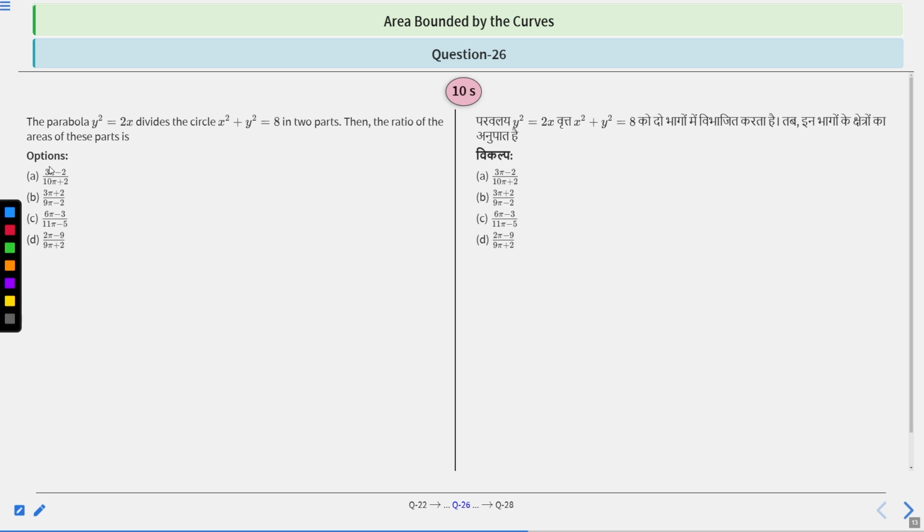So see, the hint of this question is we will first try to draw this parabola and this circle, and we'll see that this parabola is dividing this circle into 2 parts. We'll try to find the points of intersection, and by integrating we'll find the areas of each part, and after that we will take the ratio. So in this way you can try to approach this question. You have 10 seconds to solve this question. After 10 seconds we will discuss the solution.